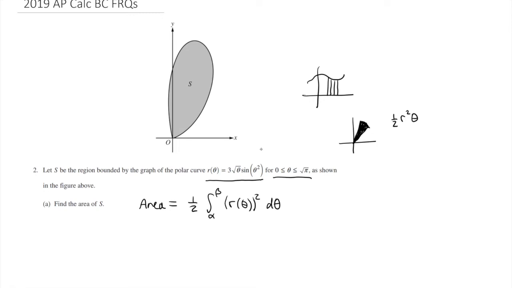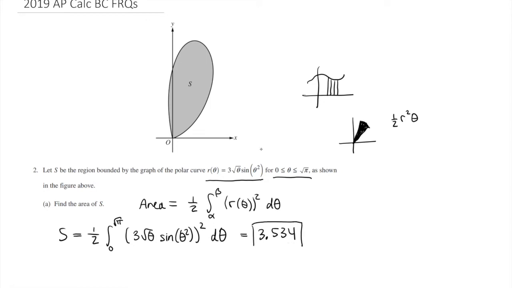But now to find the area of S, we just have to plug everything in for what we have. So we know that our angles go between 0 and square root pi, and they tell us our r also, so we're just doing this, 3 square root theta sine of theta, squared, and we want all of that squared, d theta. Since this is a calculator question, you just plug this into your calculator, and you should get that this is approximately 3.534 when you round. And remember, on the AP test, you're always going to be rounding to 3 decimal places unless it tells you otherwise. All right, and so this is the area of S.